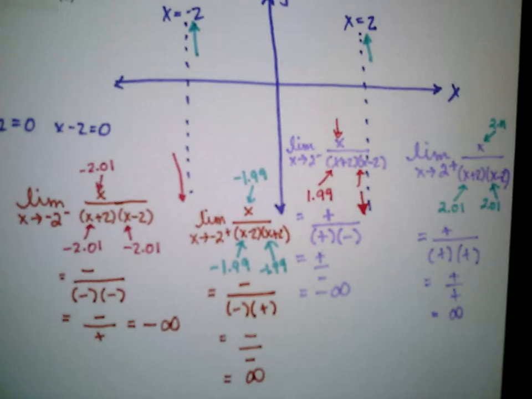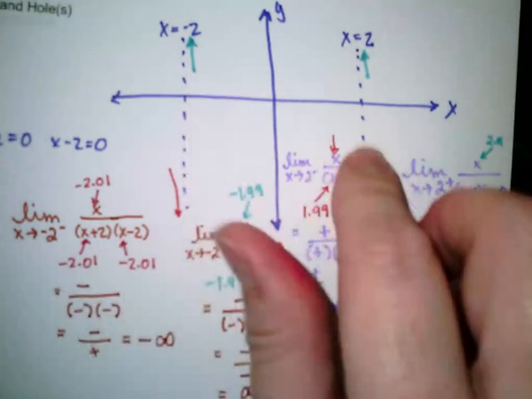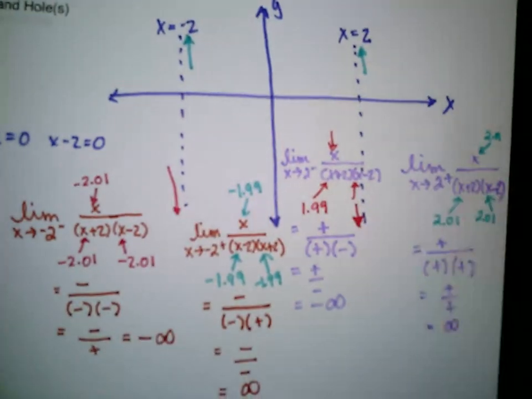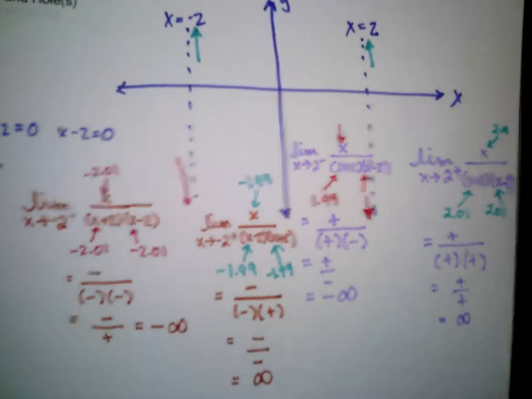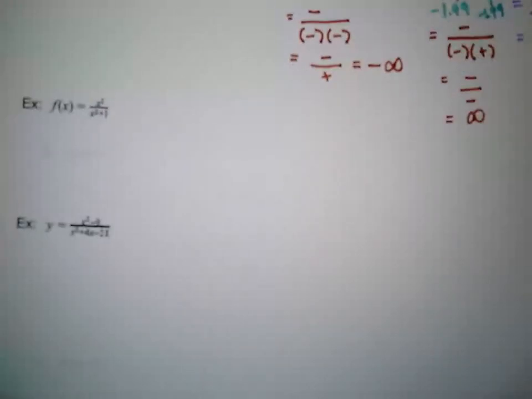Now, as we move into the next section, we're going to learn how to figure out what's going on in between these asymptotes. But for now, we're just sticking with poles and vertical asymptotes. Our next example, what is that one? F of x equals x squared plus 1.